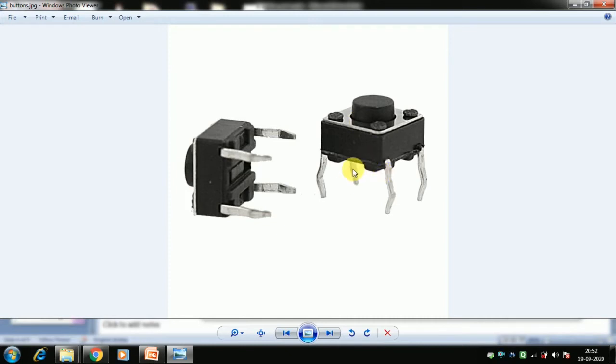Okay, and the connection is such that, you can see this channel. These two pins are connected internally. These two pins are connected, but there is no connection between these two. So whenever you push the button here, these two get connected for a moment. Okay, so that is why it is called a momentary switch.